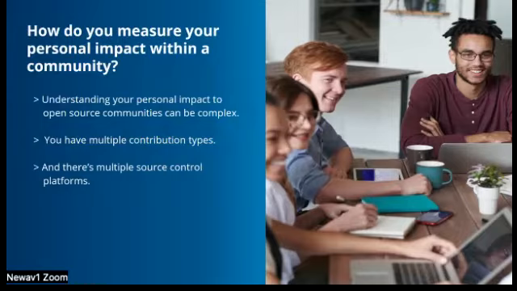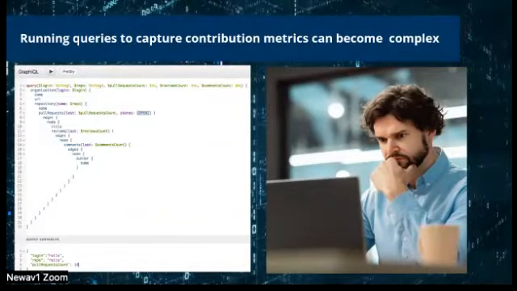Some have said that communicating the impact that you have to your corporations for budgets tends to be cumbersome or complex. You have multiple contribution types. You have multiple source controls. You contribute to multiple projects. How do you effectively show them the impact that you're having within the communities, the impact that open source is making for the corporations? Typically, you would run queries to get the contribution metrics from either GitHub using GraphQL or Gerrit, and that can also be complex.